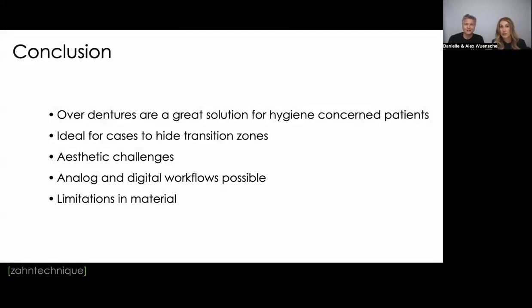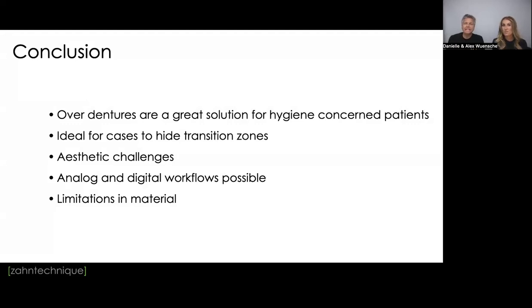Conclusion: overdentures are a great solution for hygiene concerned patients. I think that's for me always the biggest deal because I see cases, and I can't wait for the telescopic module actually, because we have a couple of really crazy cases there. We can provide very, very hygienic solutions with overdentures, which we sometimes cannot do with screw retained hybrids or FP3 basically, right?